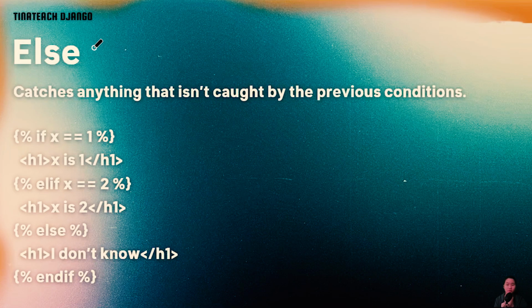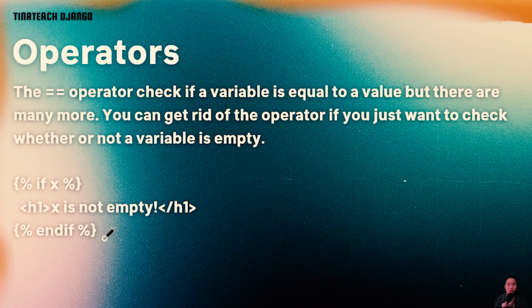Now, to else. Else catches anything that isn't caught by if and elif. Basically anything that goes before it. Now, if x is not 1, x is not 2, I don't know, okay? Else, I don't know.